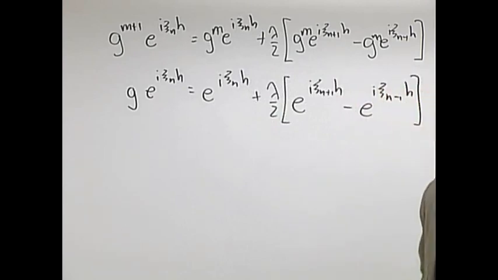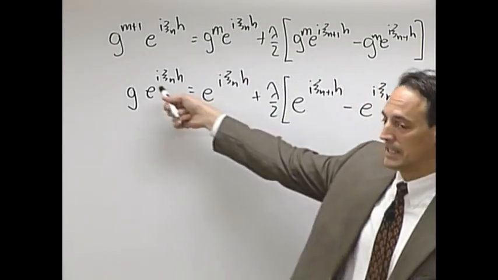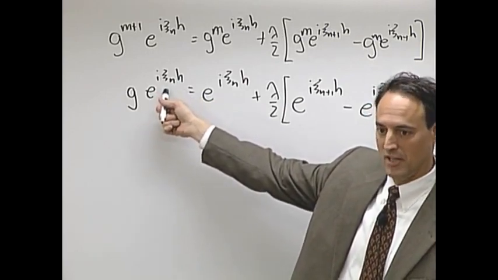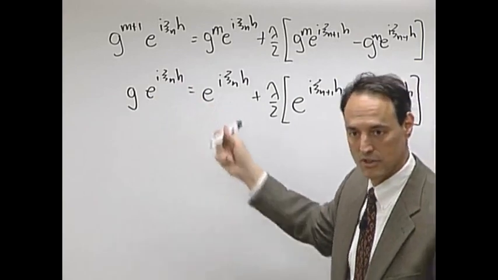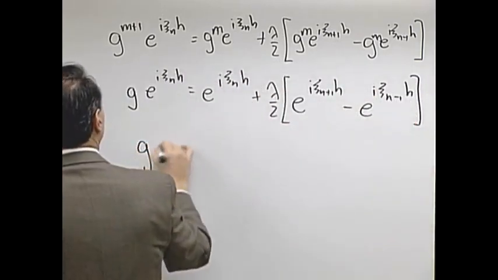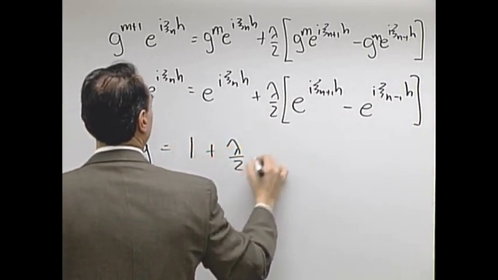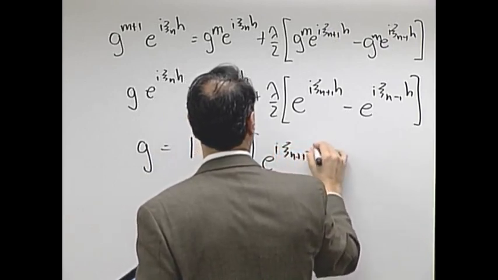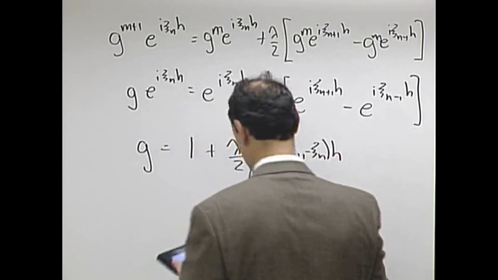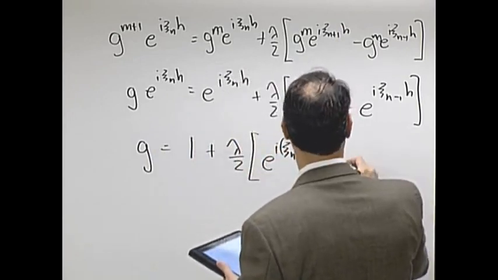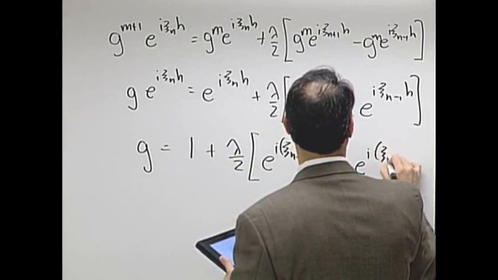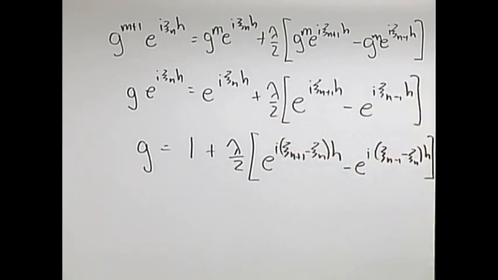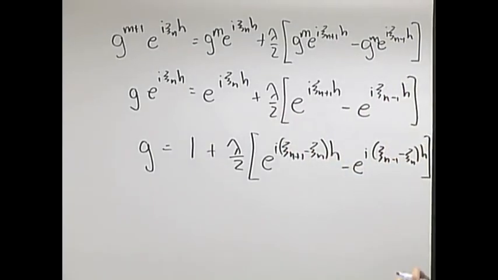Okay. And I can also multiply through by e to the minus I sigma c of n h. Right? It's going to cancel that. It's going to cancel that. Sweet. So you get g is equal to 1 plus lambda over 2. Now you're going to get some stuff in here. You're going to get e to the I sigma c of n plus 1 minus c of n h, minus e to the I sigma c of n minus 1 minus c of n h. Okay? So far, so good?